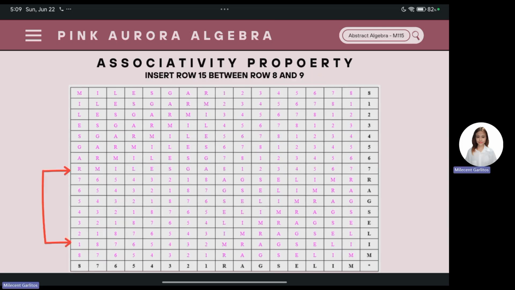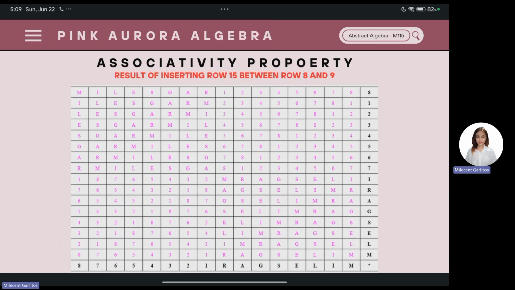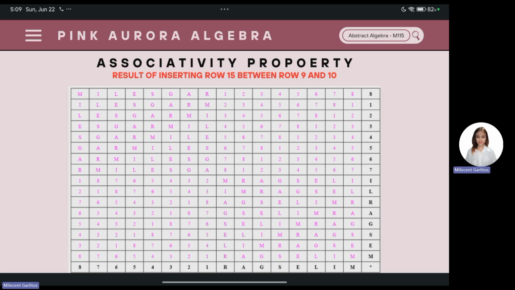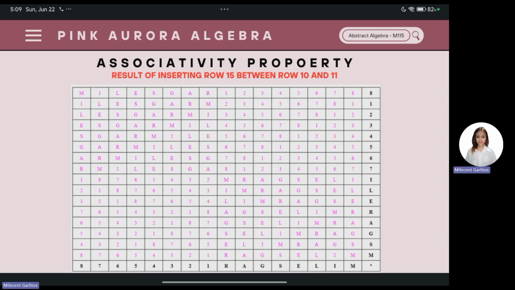Next is to insert row 15 between row 8 and 9. This is the result of inserting row 15 between row 8 and 9. Next is to insert row 15 between row 9 and 10. This is the result of inserting row 15 between row 9 and 10. Next is to insert row 15 between row 10 and 11. This is the result of inserting row 15 between row 10 and 11.